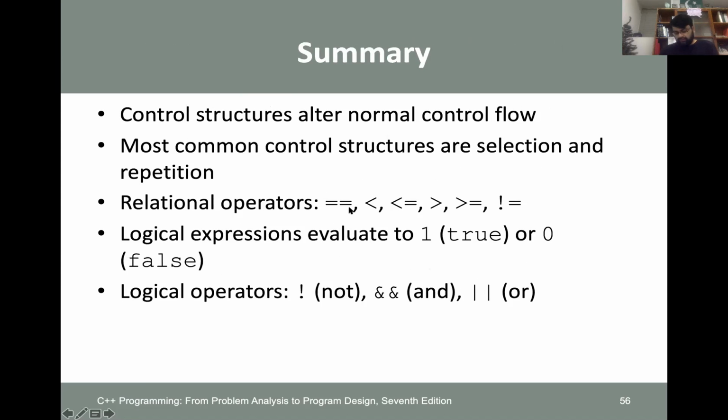So to summarize my whole lecture, the control structures will alter your normal control flow. That is, it will not run in sequence, but there will be certain abnormalities that will be observed when you use control structures. Most common control structures are, of course, selection and repetition, and maybe functions as well that we'll discuss later. The relational operators are given here. Then you have logical expressions which evaluate to either true or false, 1 or 0. And the logical operators typically available are not, and, or, represented by these symbols here in C++.